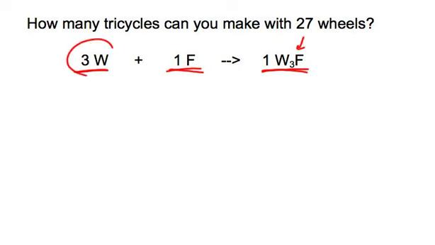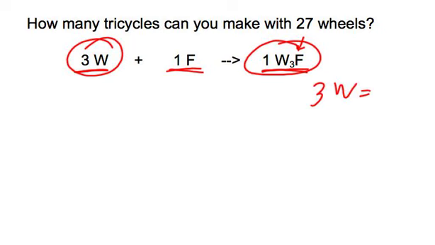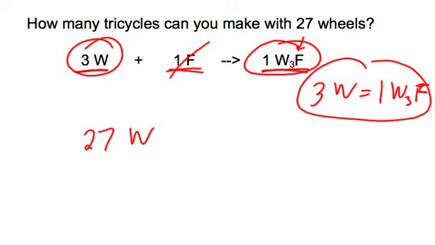We can actually write a conversion factor for that. We can say that 3 wheels makes 1 tricycle. That is the connection between the two. And we're going to ignore the frames in this case. We know that we're going to need frames for it. But what can we do with this information? Well, if we have 27 wheels and we have this conversion factor here, we can do a dimensional analysis, a fence post problem with this.